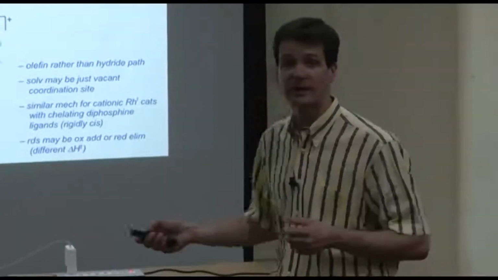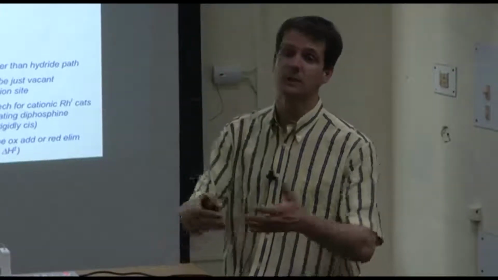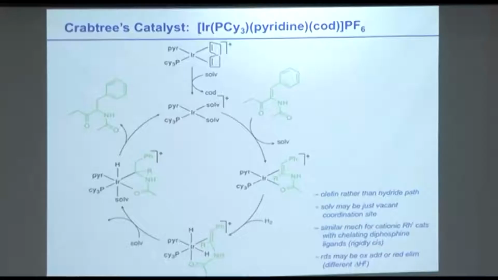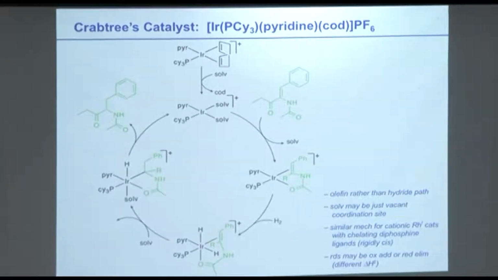But in terms of selectivity, Crabtree offers more flexibility because you have this super underligated iridium system that likes to coordinate whatever. So even a hindered double bond goes there.